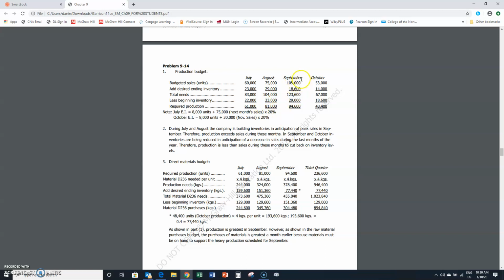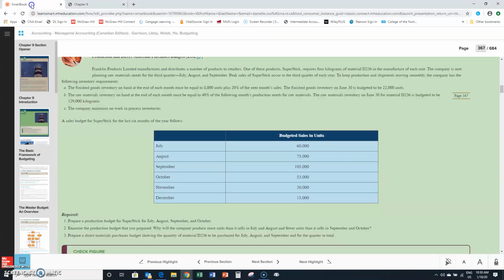And then so on. September, we're planning on selling 105,000. Our ending inventory is 8,000 units plus 53,000 times 20%. That'll give us 18,600. So we need 123,600 units. We already have 29,000 in our beginning inventory because that's the ending inventory from the month before. So we need to make 94,600 and so on. So that's how we do your production budget.